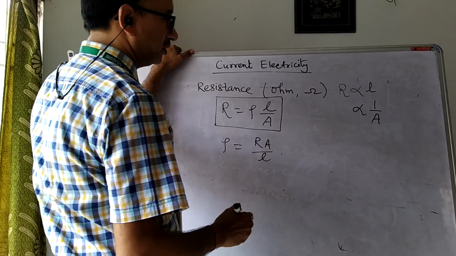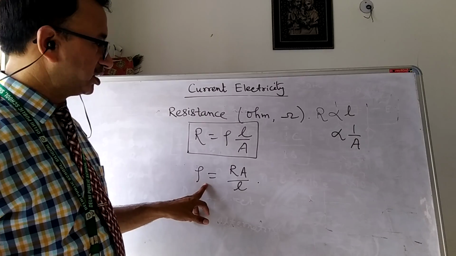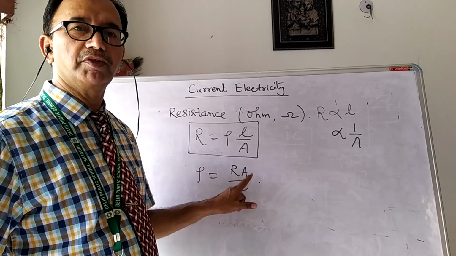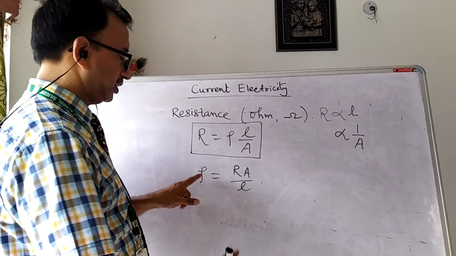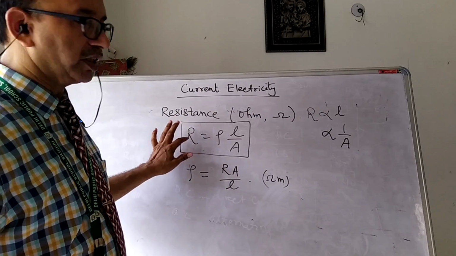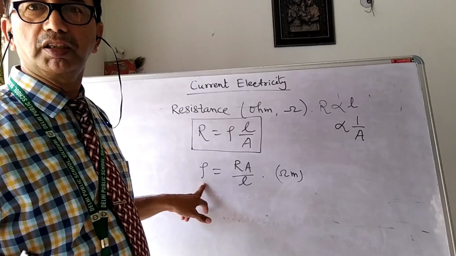So how do we define resistivity? The resistance of a conductor of unit length having unit cross-sectional area is called the resistivity, and it is measured in ohm meter. The reciprocal of resistance is called conductance. The reciprocal of resistivity is called conductivity.